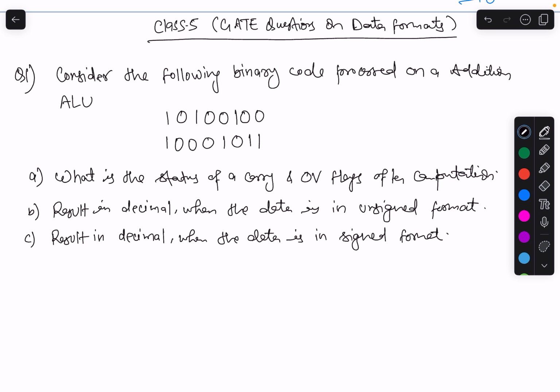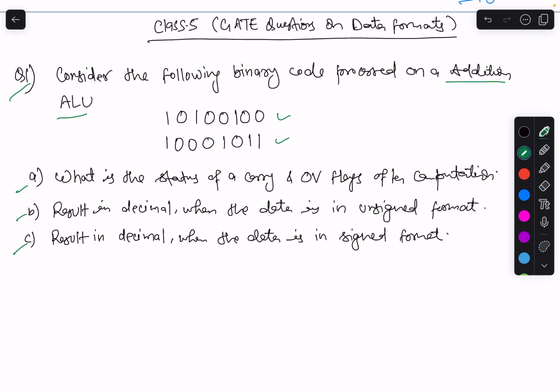Hello friends, let's solve some GATE questions on the data formats. So this is the first question. Consider the following binary codes processed on an 8-bit ALU, and these are the binary codes. We have these three questions.